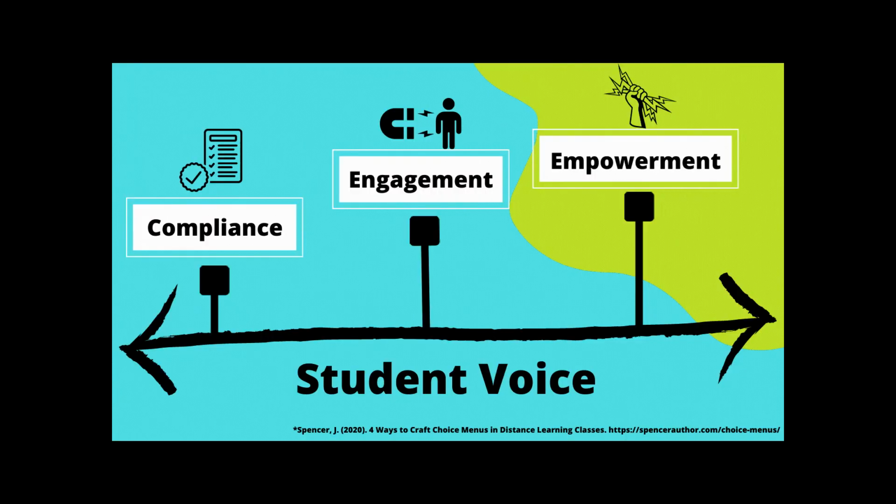But why? This continuum shows a simplified answer. When students have more voice and choice, they become more empowered. Compliance involves little to no student ownership. Engagement is typically teacher-initiated. Empowerment is student-initiated.